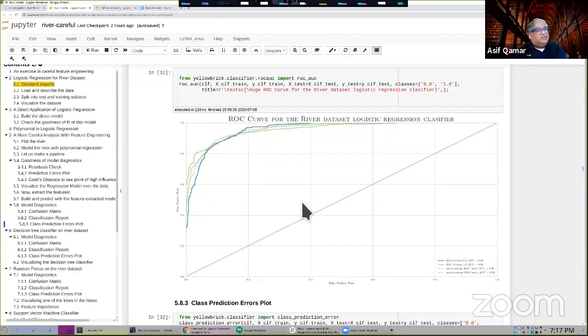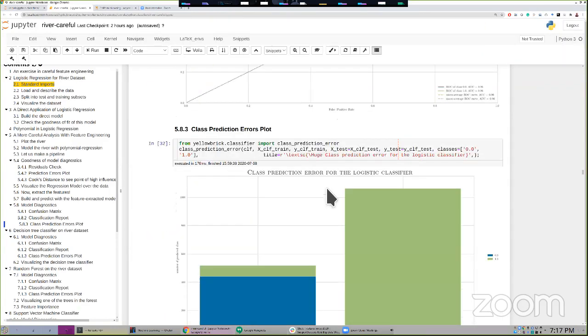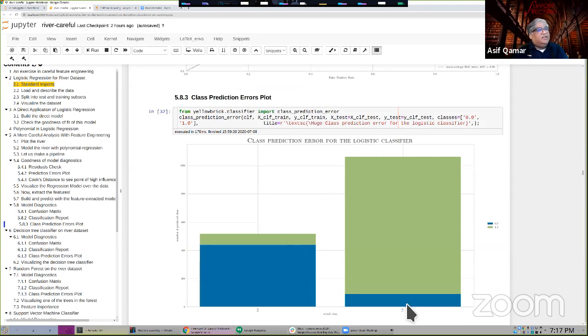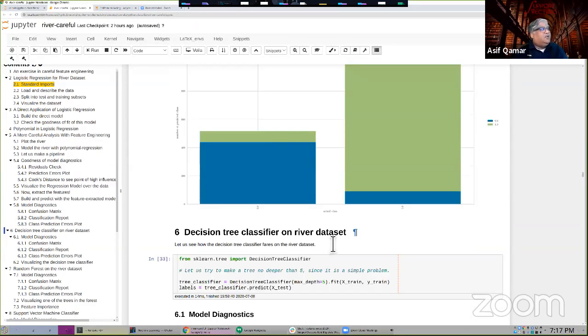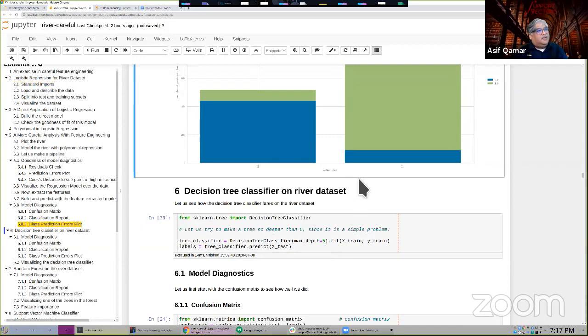Now, what is the ROC curve? It just gives you an idea of how good your model is. You want the line to hug the top left corner. It seems to be doing that. This is the number of mistakes you are making. Once again, the number of mistakes we are making is small. So feature engineering worked.